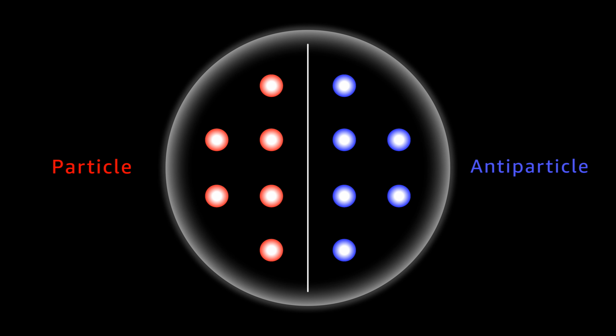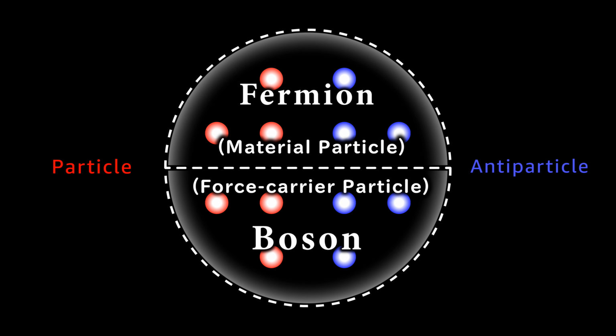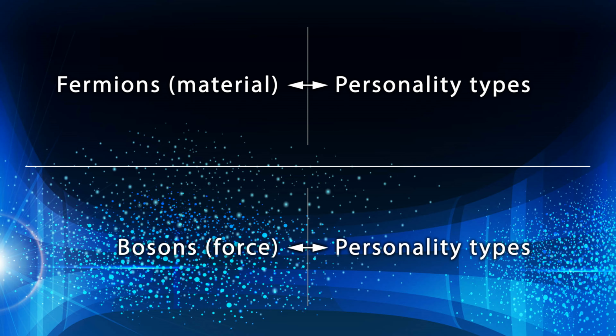Particles, as well as antiparticles, are categorized into fermions and bosons, as illustrated. Fermions are material particles, and bosons are force carrier particles. The gravitational force and the electromagnetic force, for example, are caused by force carrier particles. The isomorphism between fermions and personality types will mainly be discussed in this section. Then, the isomorphism between bosons and personality types will mainly be discussed in the next section.